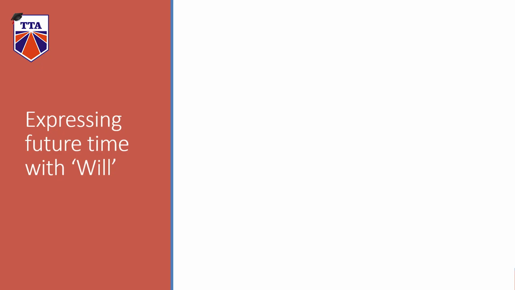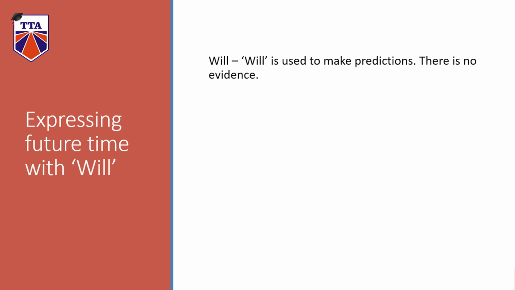Today we are discussing the usage of will to express future time. Let's discuss the certain cases in which will is used. First of all, will is used to make predictions, but there is no evidence. For example, perhaps it will rain. You can see the word perhaps has been used, so it is just a prediction. So the sentence is perhaps it will rain.